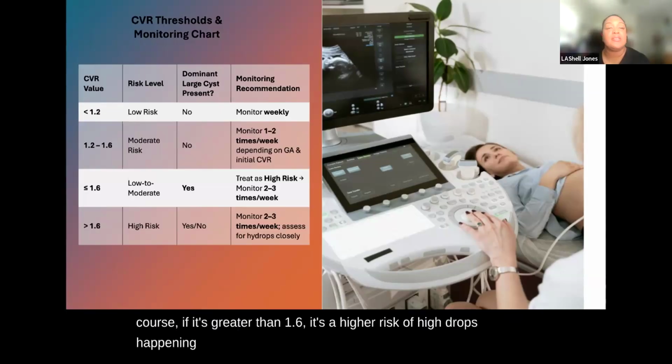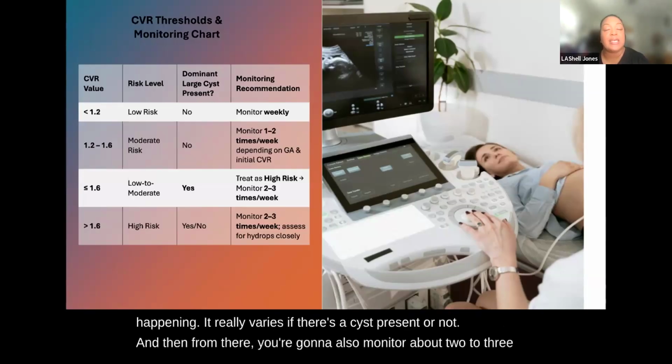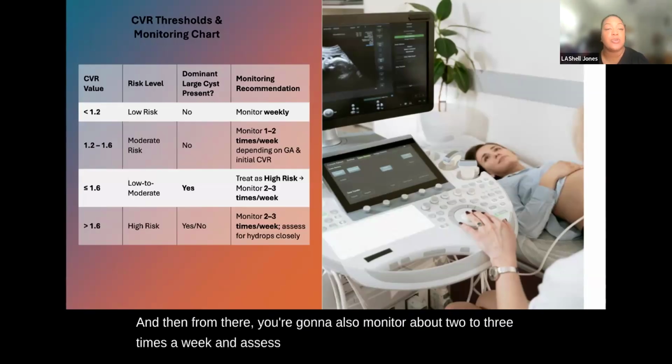It really varies if there's a cyst present or not. And then from there, you're going to also monitor about 2 to 3 times a week and assess closely for high drops.